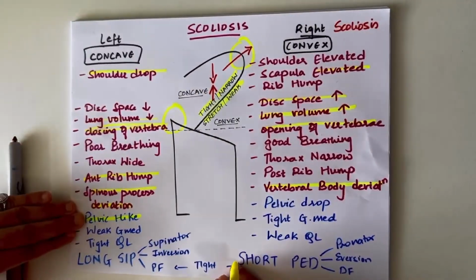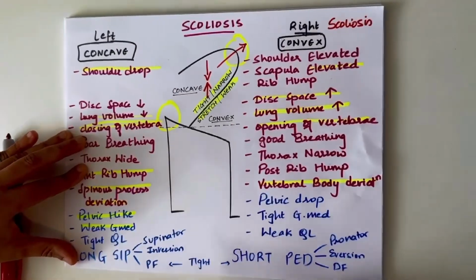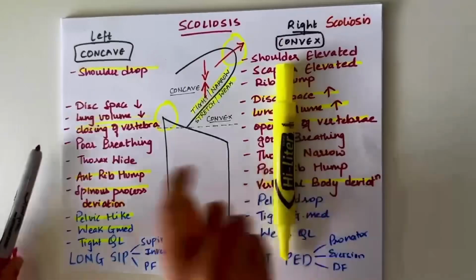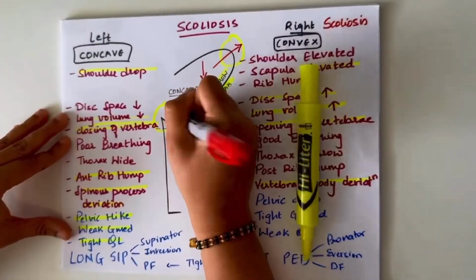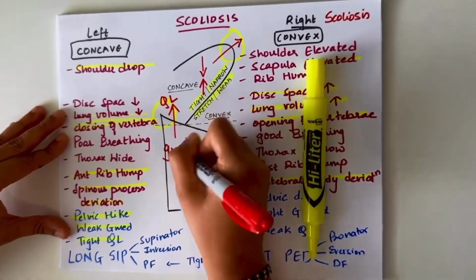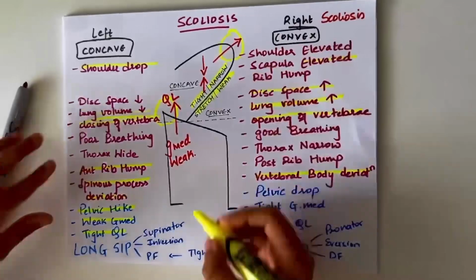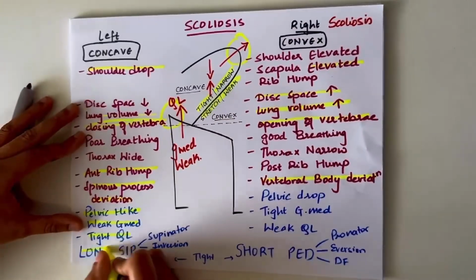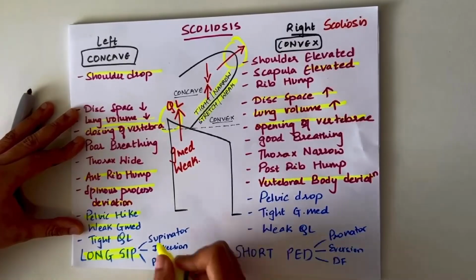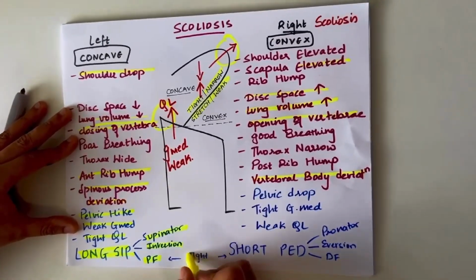So here you will have a pelvic hike, which means eventually your GMED, gluteus medius muscle, would be weak, and you'll have a tight QL, which will be eventually pulling your pelvis up, and you will have GMED weakness here. Then with the leg, you will have kind of a long leg. So the mnemonic can be long SIP. That means your supinators, inverters, and plantar flexors are tight.